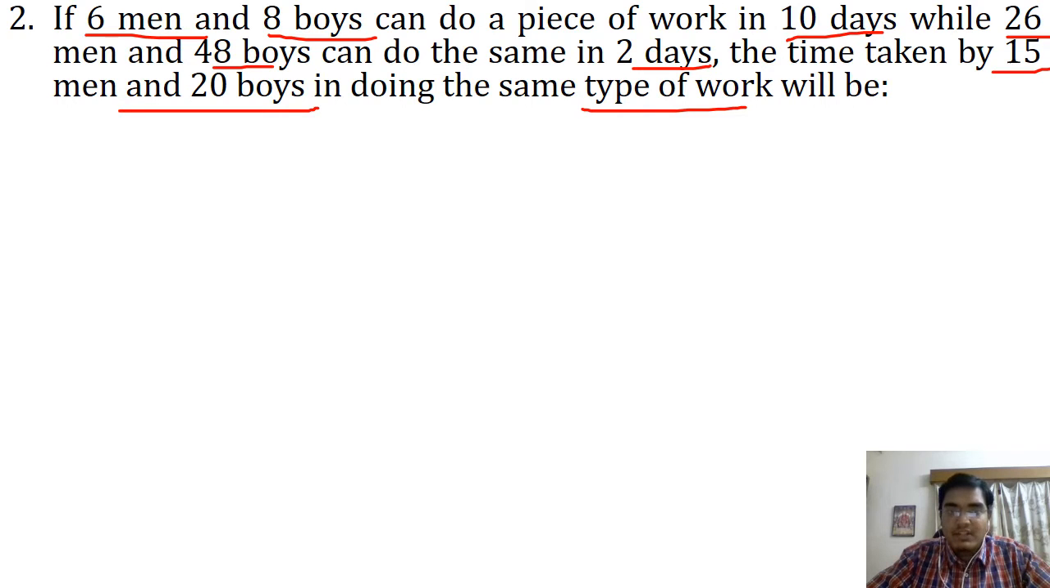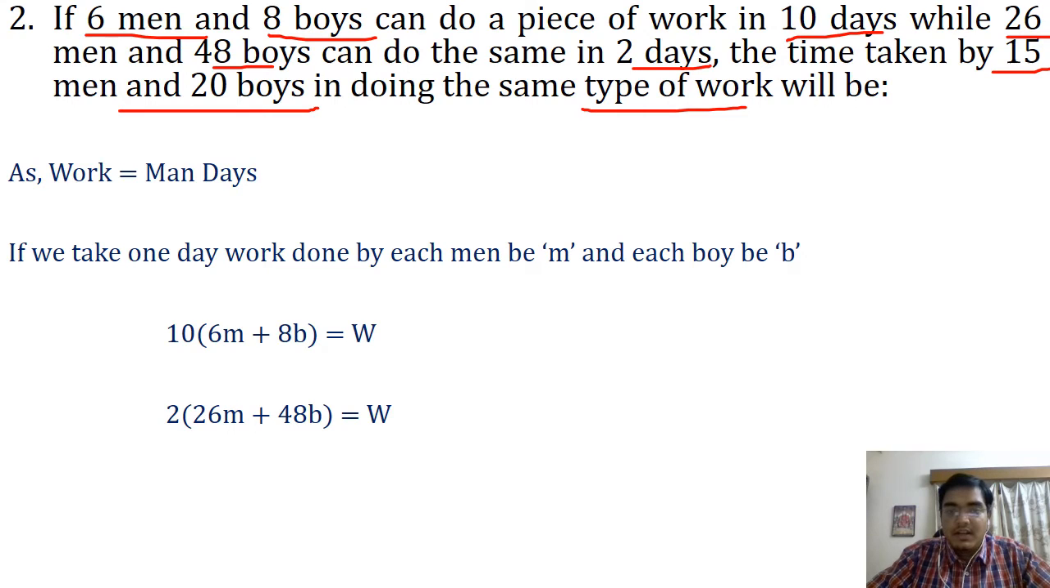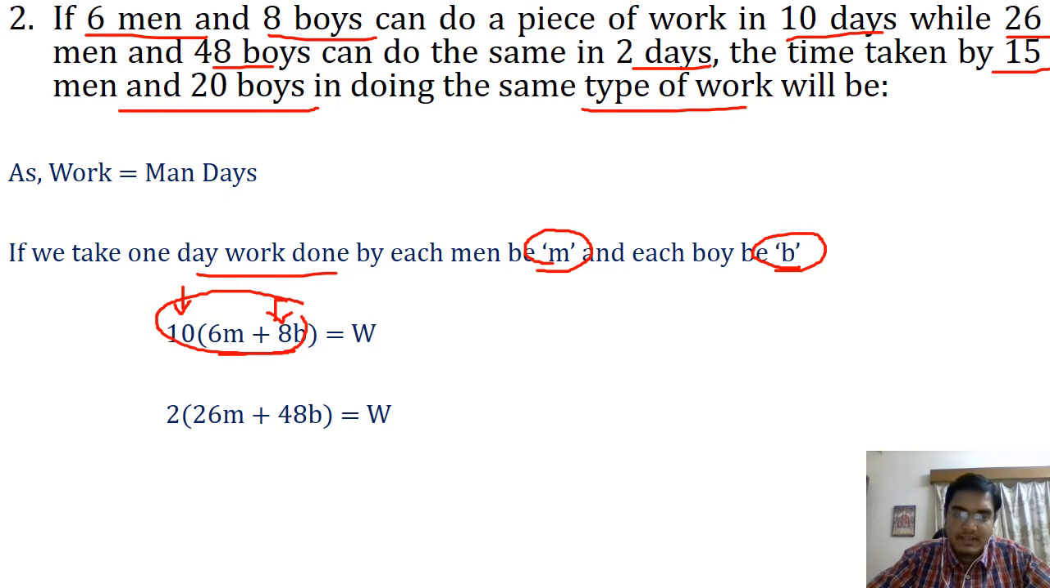If 6 men and 8 boys can do it in 10 days, what kind of equation can we expect from this? If we assume that 1 day's work done by each man is M and by each boy is B. So in 1 day, 6 men can do 6M work and 8 boys can do 8B work. So 6M plus 8B is the 1 day work of 6 men and 8 boys. Now they are doing the work for 10 days. So the total work that they will be doing is 10 into (6M plus 8B).